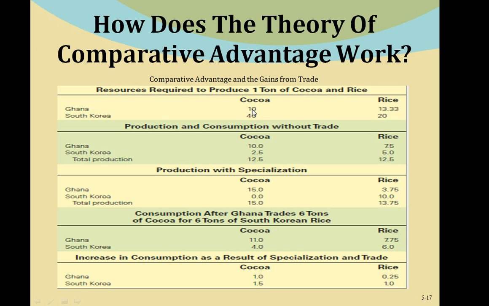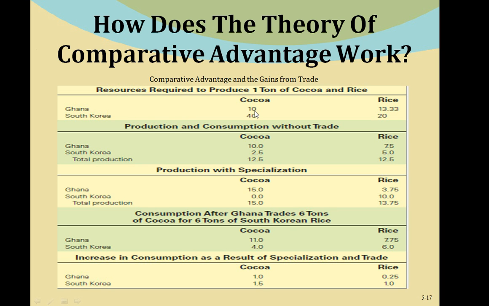The ability to produce cocoa: Ghana just needs 10 men, or 10 resources, to produce 1 ton of cocoa. Why does South Korea need 40? And for rice, Ghana just needs 13.3 resources. Well, 13.3 resources cannot be 13.3 men, half a man cannot be that way. South Korea has 20 for rice. So basically both products should belong to Ghana.